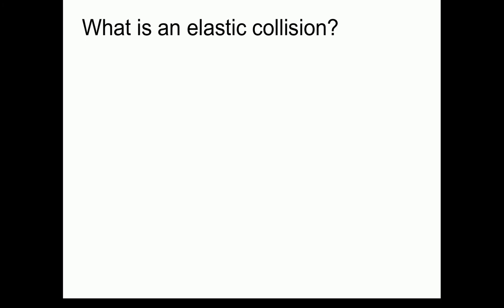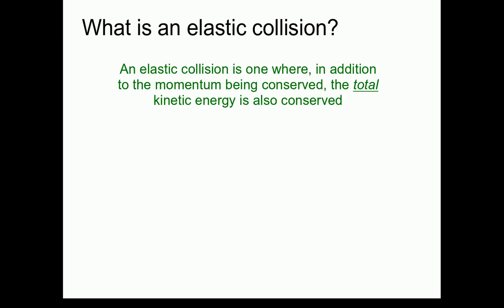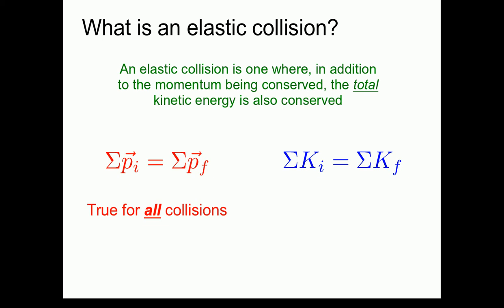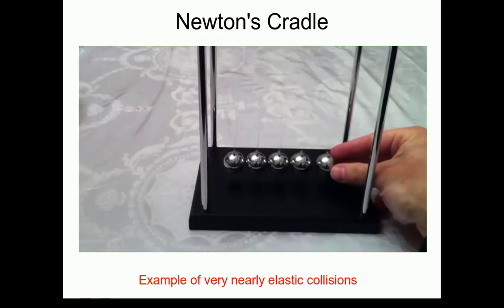Let's begin by reviewing what an elastic collision is. As discussed in class, an elastic collision is one where, in addition to the momentum being conserved, the total kinetic energy is also conserved. So we always have that momentum is conserved vectorially in any collision. The sum of the initial momenta pi must be equal to the sum of the final momenta pf. In an elastic collision, we also have that the sum of the kinetic energies ki before the collision must be equal to the sum of the kinetic energies after the collision, sum kf. This is only going to be true for elastic collisions.